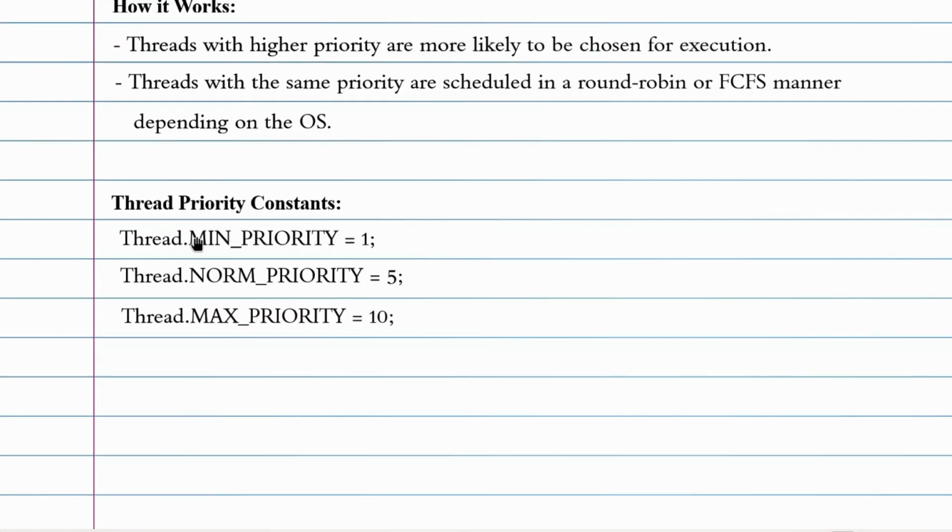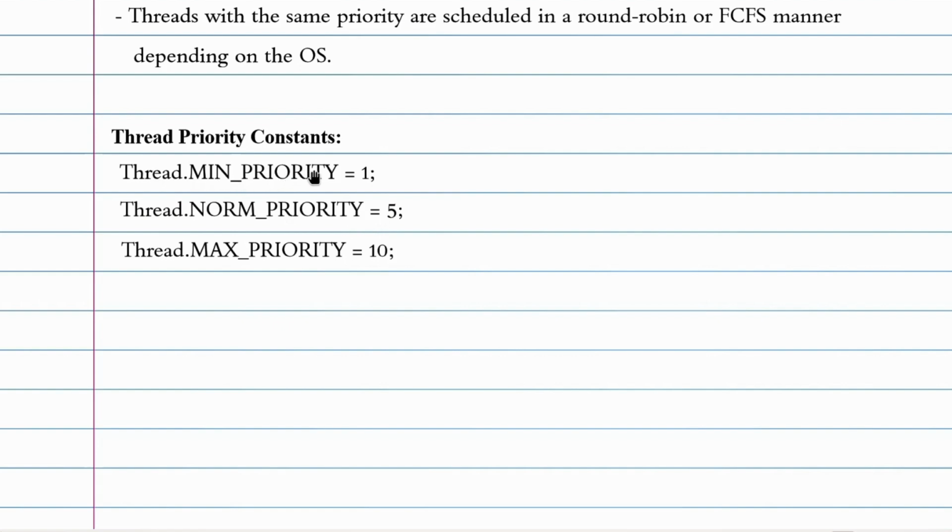Now let's see the thread priority constants. There are three constant priorities: minimum priority, that is 1, normal priority, that is 5, and maximum priority, that is 10. Let's take an example. Suppose there are three threads, T1, T2 and T3. T1 is assigned the minimum priority, that is 1, T2 is assigned the normal priority, that is 5, and T3 is assigned the maximum priority, that is 10. Then the execution order will be T3 first, then T2, then T1. So according to the priority, the threads will be executed. These are the constant priorities.